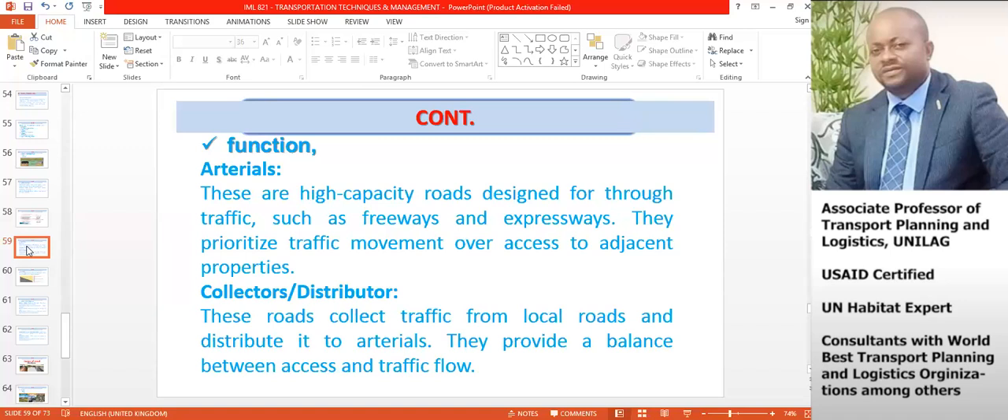So you can see that the function is the business here. The function is to prioritize traffic movement over access to adjacent properties. It is about traffic movement, nothing like I want to get access to where I live. It is the function of arterial to face traffic movements. The function of collector distributor road is to collect traffic from the local road and distribute to the arterial. So it is in between the arterial and the local road, which is the next one.